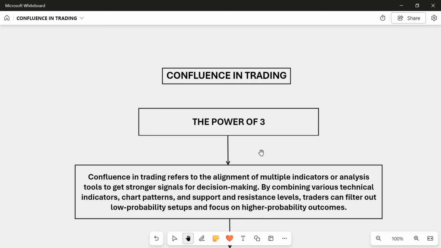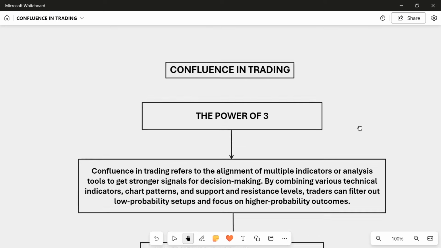Have you ever heard of Confluence? There's something called Confluence in trading. Confluence in trading is a very, very important concept that increases the probability of your trading and helps you to make accurate and great trading decisions. Are you ready? So let's go.